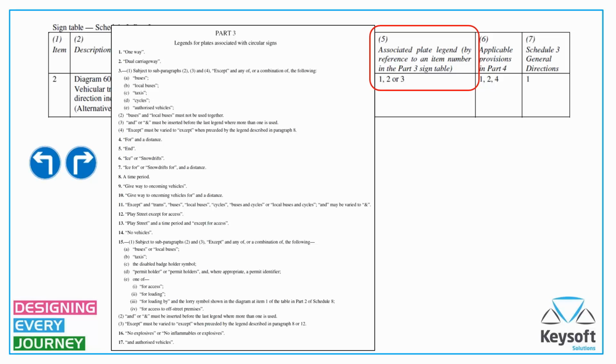This group of 2, though, this diagram number, it's only 1, 2, or 3, so one-way, dual carriageway, or one of the exceptions, except buses or taxis or cycles. So again, you're leafing forward to see which legends are associated with that particular diagram number.